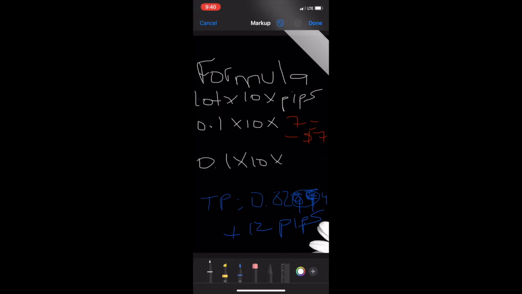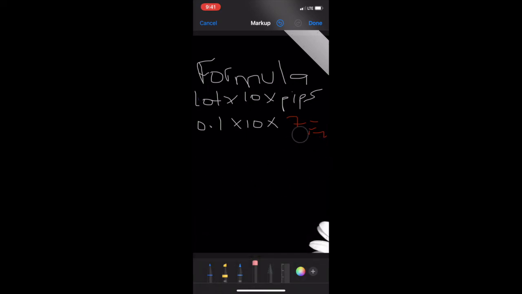Now, with the same formula, we're going to plug in the distance to the take profit. So it would be lot size times 10 times pips. In this case, our lot size is still 0.1, times 10, times 12, because that's how many pips we would make if we win. So in dollar form, that is $12. So in this trade, we can lose $7 but win $12 with an account size of $100.